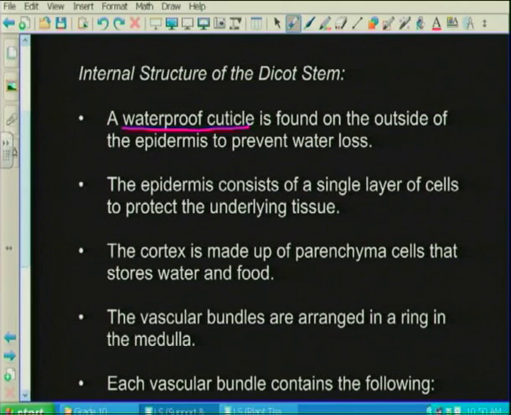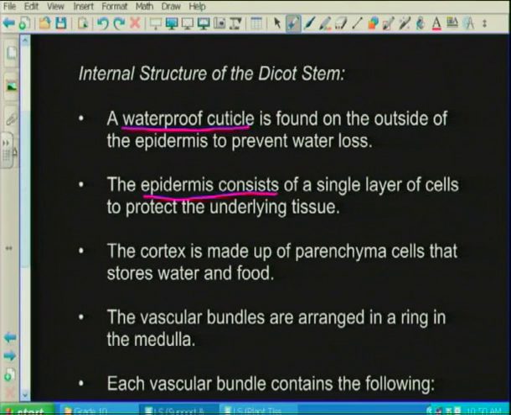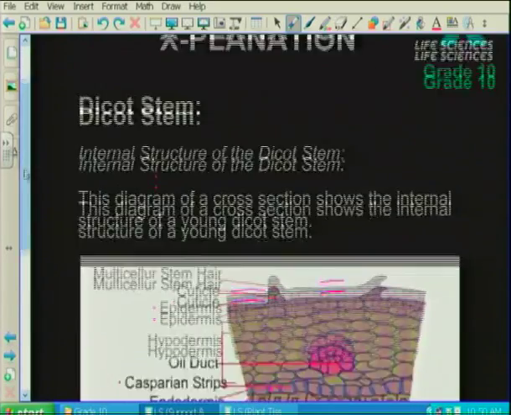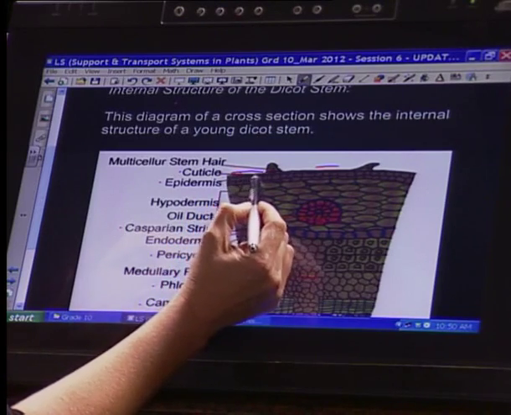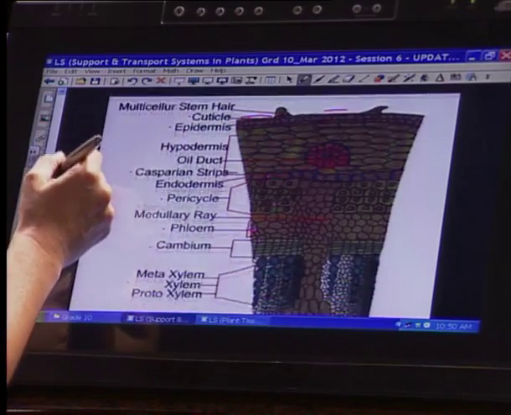So right on the outside, if you remember, we said that you have a waterproof cuticle. And this is even on the outside of the epidermis, and this is to prevent water loss. Remember when we discussed the root, we said that there is no waterproof cuticle in the root, as the function of the root is to absorb water. Now on your stem you do have a waterproof cuticle because you want to prevent water loss. Then you have your epidermis, which has a single layer of cells, and it is again to protect the underlying tissues. So there's your cuticle right there, and then you have your epidermis, which is a single layer of cells, and it is to protect all these tissues on the inside.